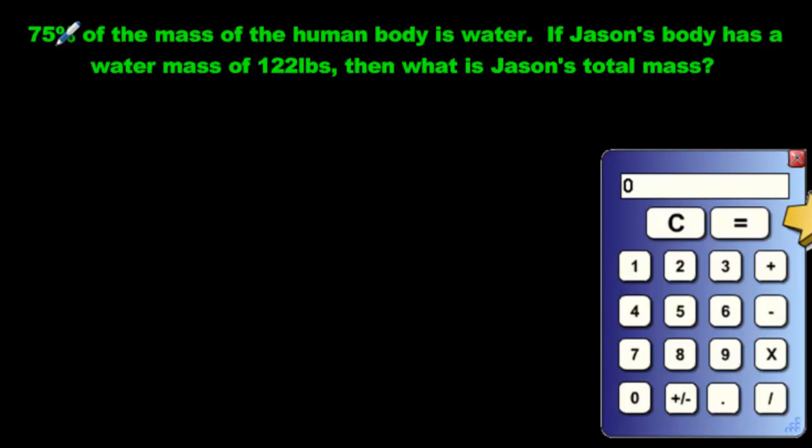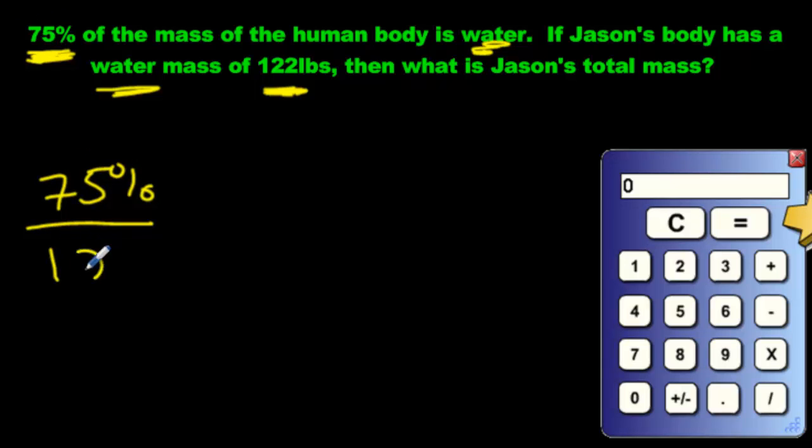We have percentages now. We can do it with percent. Look, 75% is the mass. 75% of the mass of the human body is water. So 75% of your body is water. That's just blood and spit and all that stuff inside of you. If Jason's body has a water mass of 122, so his water is 122. We know 75% is water. So water goes with this percentage. We have 75% goes with 122. That's the water weight of Jason.